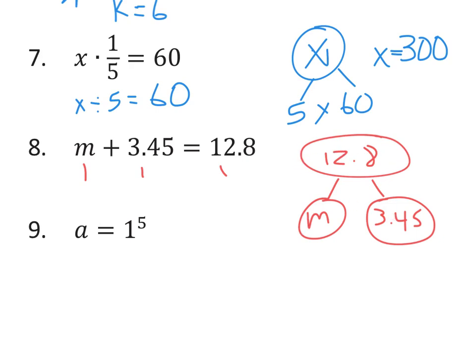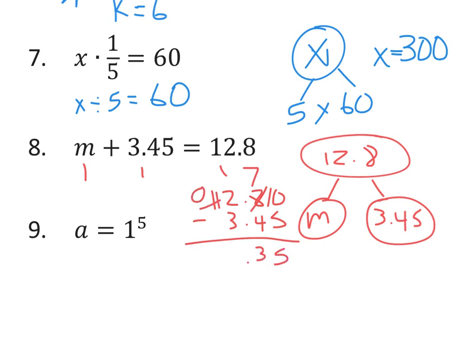That's how subtraction works. And 12.8 minus 3.45, remember to keep your place values in line, means I have to add a 0 there. 8's going to become a 7, so that I can do 10 minus 5, which is going to give me the 3. And 12 minus 3 is 9, so I get m equals 9.35.